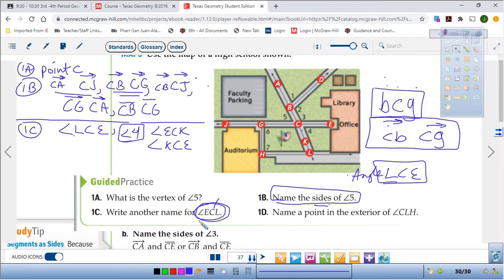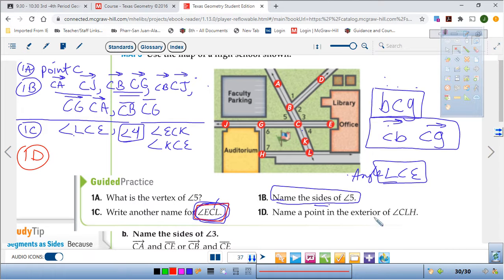ECL. Isn't that the one that was given to us in the beginning? Yeah, that's why I was trying to look at that one. That's why I knew that one right away, because that's the one they gave us. So I think that's all the combinations. Okay, let's go with 1D.